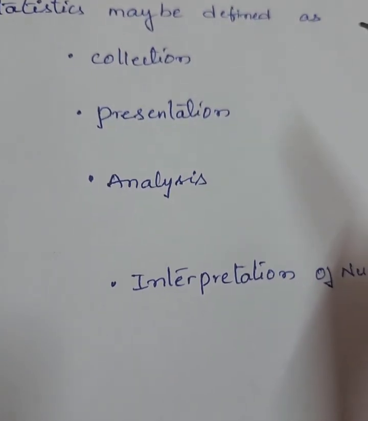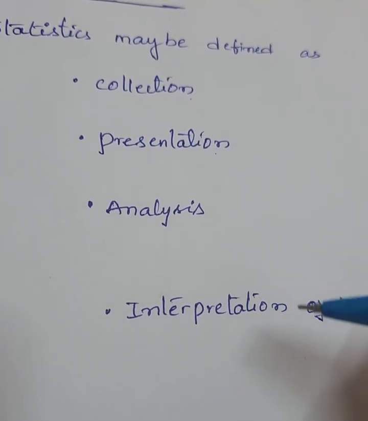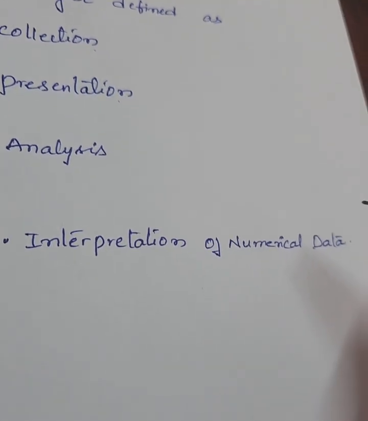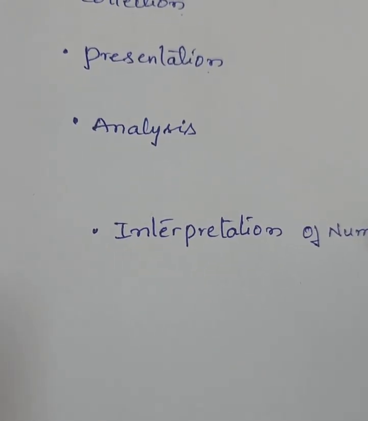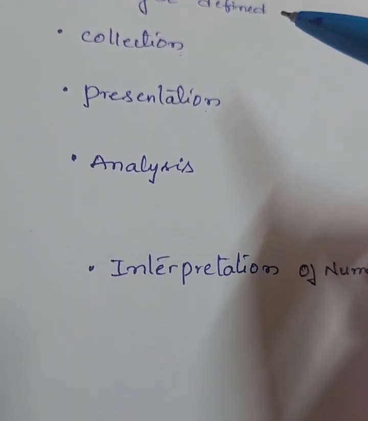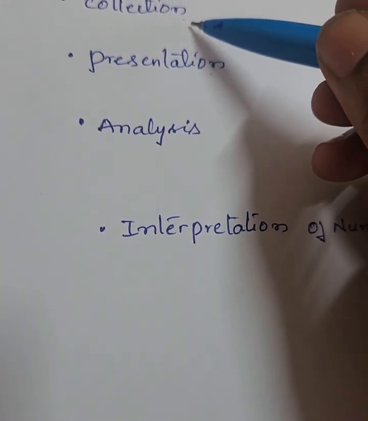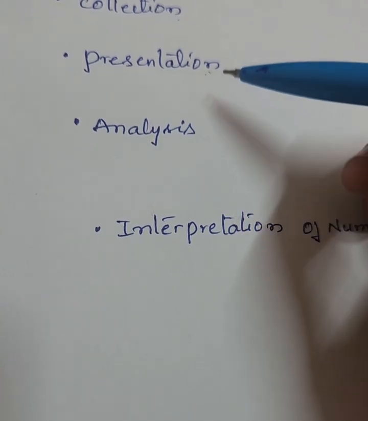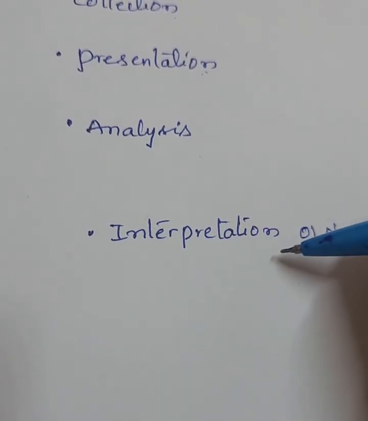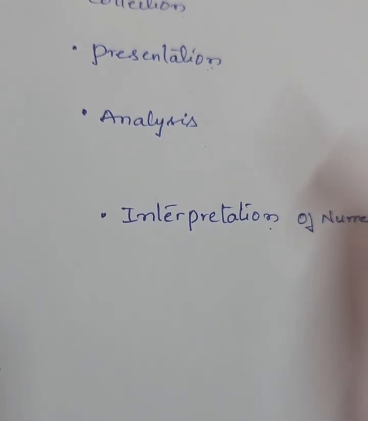We are going to learn the definition of statistics in a simple way. Statistics may be defined as collection, presentation, analysis, and interpretation of numerical data. Here, data is nothing but information. So, there are 4 steps in the definition of statistics: collection of data, presentation of data, analysis of data, and interpretation of numerical data.